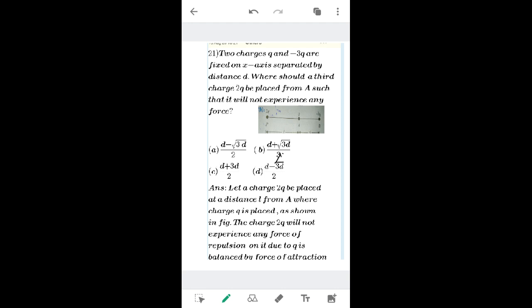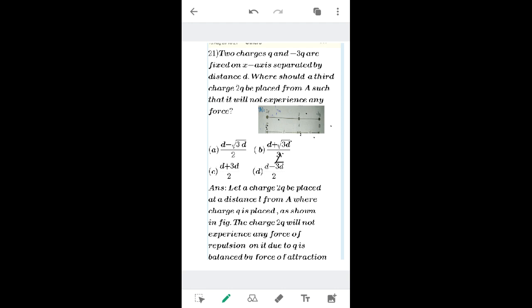Okay. So I have shown in the diagram here, figure. Here it is a point P on which the charge 2q is placed, and there is a point A with the charge q and point B with the charge minus 3q. So here from A to P the distance is L, and from A to B the distance is D.